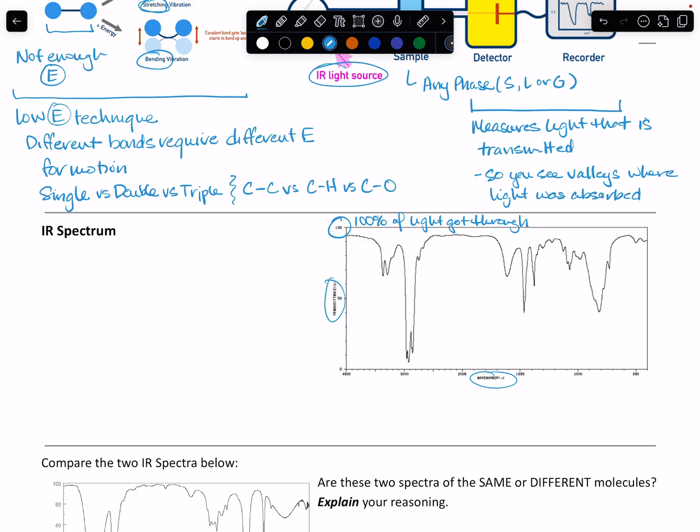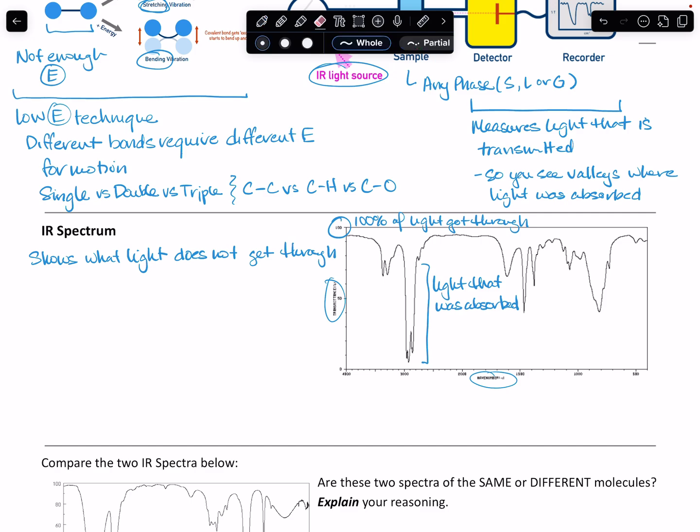Now, this would be an example of light that was absorbed because it is not present. We have a big valley right there. So that light did not make it through. So something within the molecule utilized the energy of that light at that frequency to do something within that molecule, whether it is stretching or bending the bonds. So again, these molecules show what light does not get through.